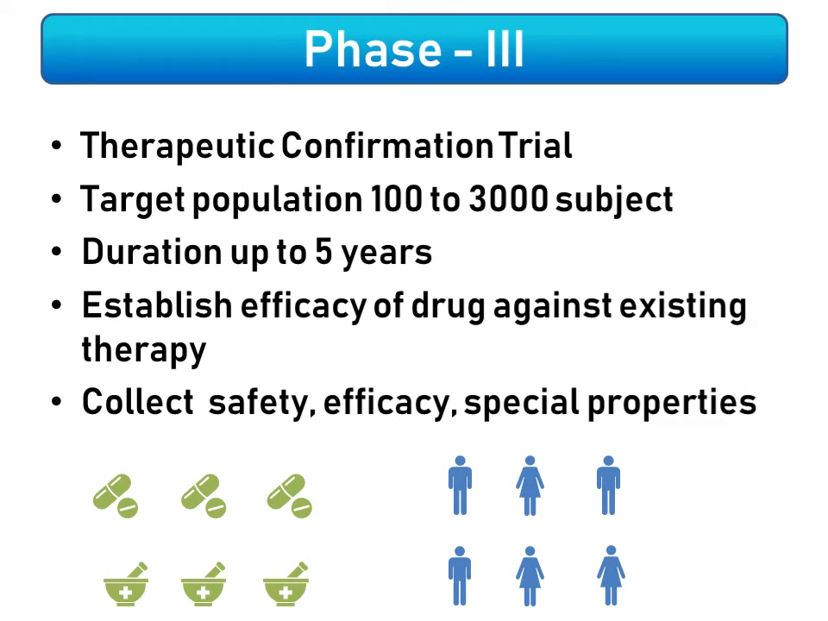Next, phase 3, the therapeutic confirmatory trial. It is mostly carried out before FDA approval, in which the targeted population is around 100 to 3000 subjects or human beings, and it is carried out for up to 5 years.